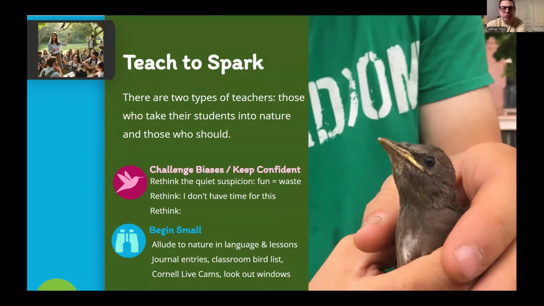I wanted to begin today. So I watched a documentary recently on John Williams, and Duke Ellington had a great line. He said, "There's 2 types of music, good music and bad music." And I was like, oh, I love that formulation. So I'm going to try to use that formulation as much as possible. And so in thinking about what to say tonight, I definitely think there's 2 types of teachers: those who take their students into nature and those who should.